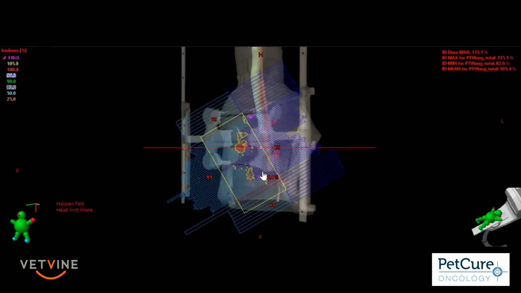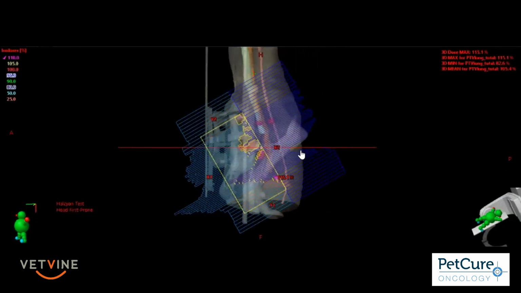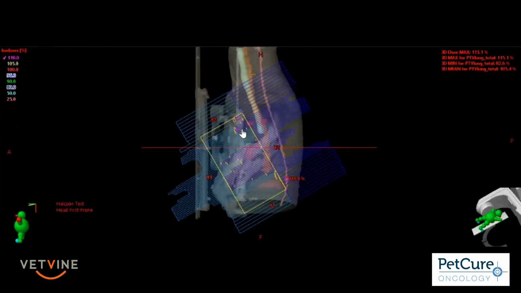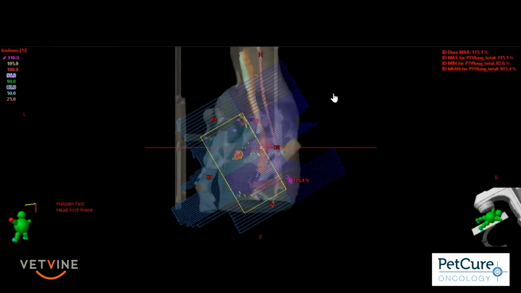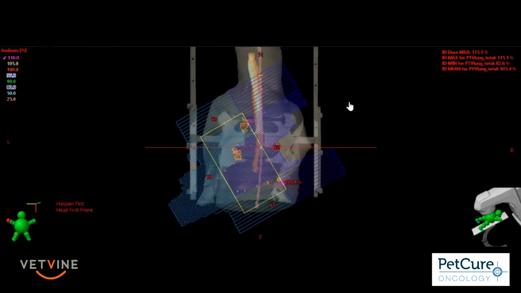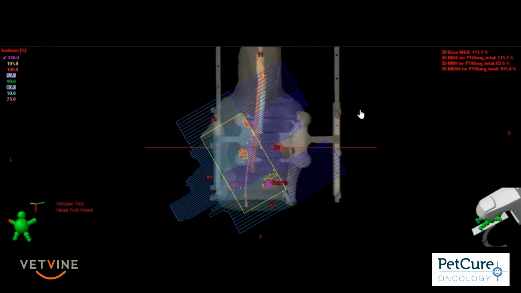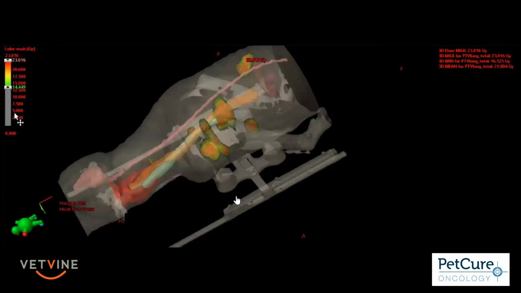So it literally is moving throughout the course of the treatment and therefore can safely treat things that we never thought we could treat before without causing severe side effects. This is that same dog showing the dose distribution. So over here is the scale. You can see I pulled the slider up to the red level, and you can see those high doses nicely conformed around all the mets that we targeted.